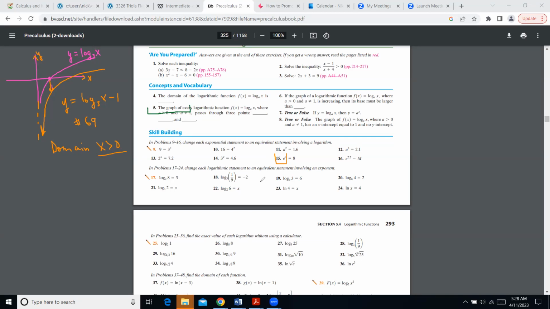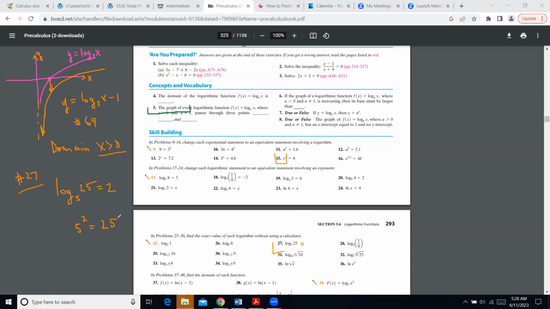converting back and forth, like problem 27, logarithm base 5 of 25 is equal to number 2, because this logarithm is actually a power, so 2 is the power that I have to raise my base 5 to get 25.